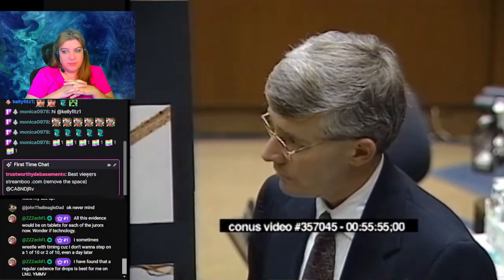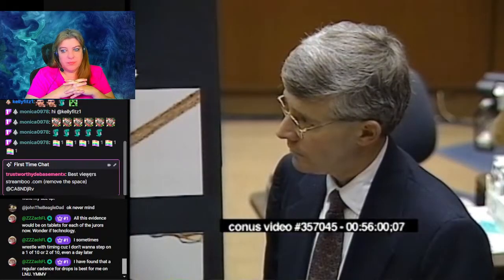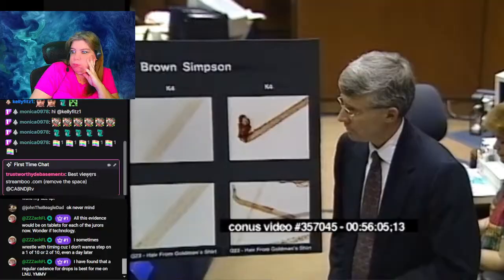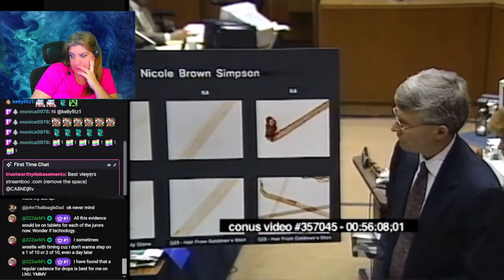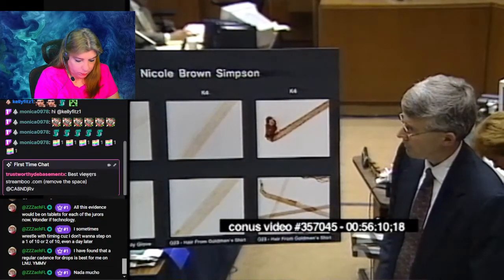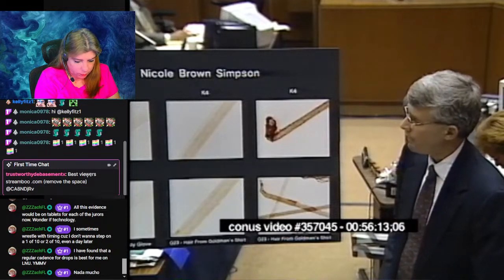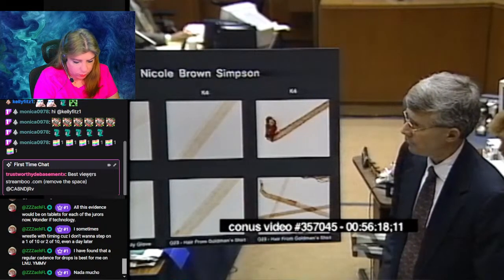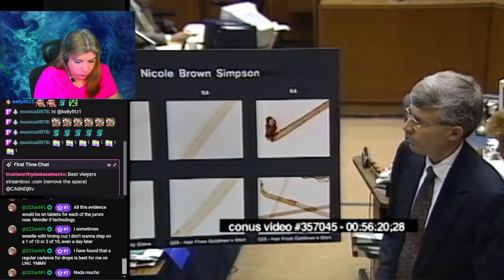How many hairs did you find that exhibited the same microscopic characteristics as those of Nicole Brown on the Bundy glove? There was one. And how many hairs did you find on Mr. Goldman's shirt that exhibited the same microscopic characteristics as those of Nicole Brown? There were approximately 35 on the shirt. Were they forcibly removed or naturally shed? As I said, they were forcibly removed.